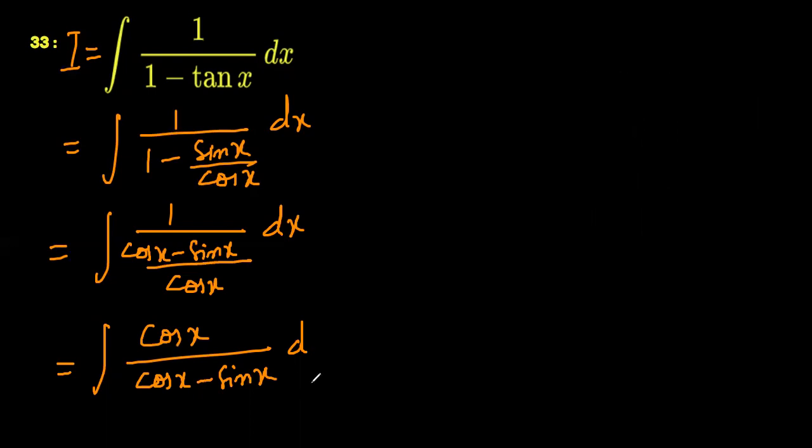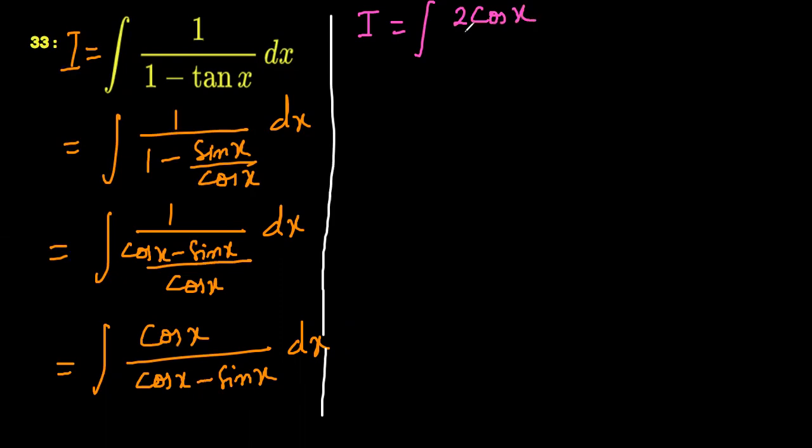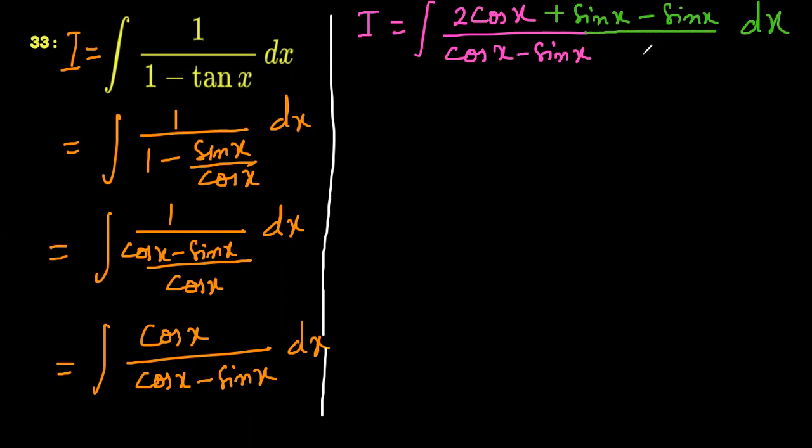To get that, what we are going to do is multiply and divide both numerator and denominator by, say, 2. So our integral I is going to look like this: 2 cos x divided by cos x minus sine x. Since the derivative of our denominator was negative of cos x plus sine x, we are going to add and subtract sine x here. It will not make any overall difference in our function, but it will bring our function into the standard formula.